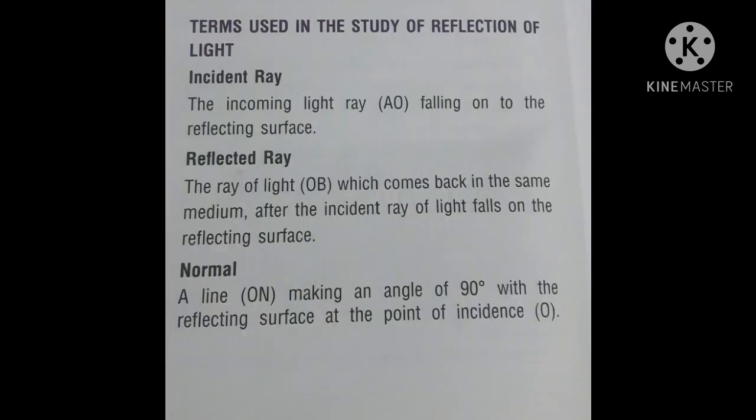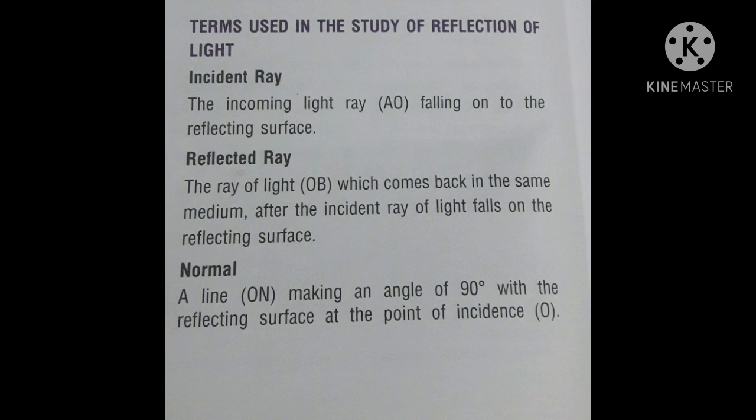Now the terms used in the study of reflection of light. First is incident ray. The incoming light ray like AO in figure 15.7, which is falling onto the reflecting surface like a mirror, is called the incident ray. Now reflected ray: the ray of light OB in figure 15.7, which comes back in the same medium after the incident ray of light falls on the reflecting surface, is called the reflected ray.